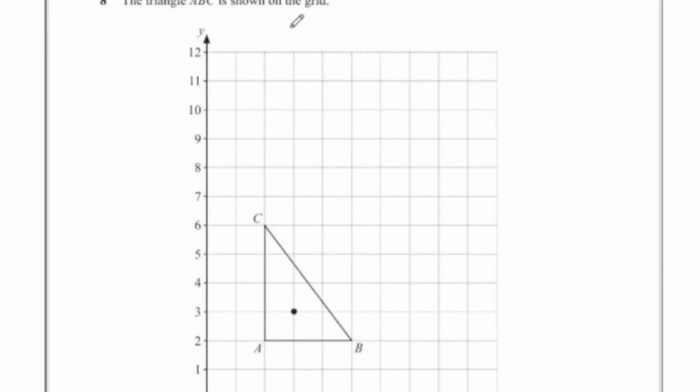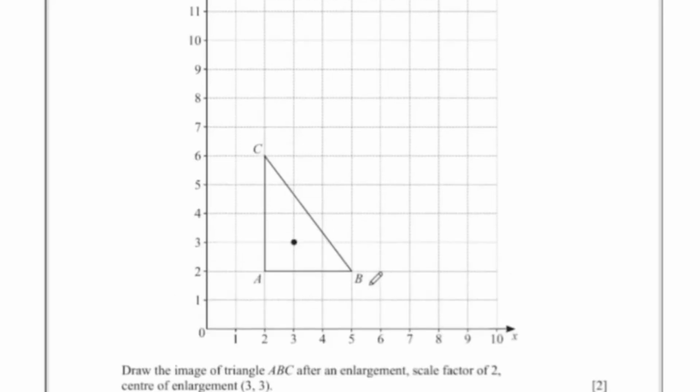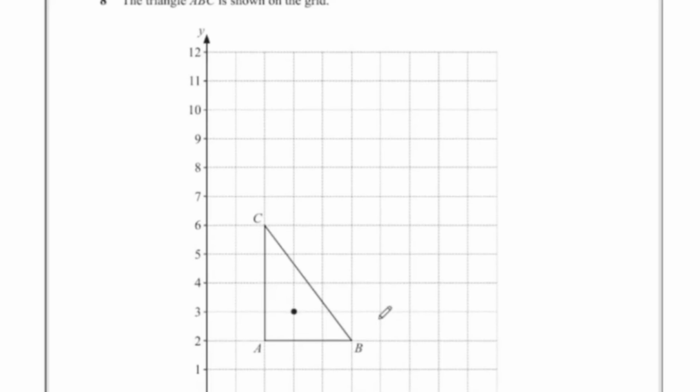The triangle ABC is shown on the grid. Draw the image of triangle ABC after the enlargement, scale factor of 2 and center of enlargement marked. The center of enlargement has been marked for us luckily. So all we need to do is to project the vertices and get our enlargement. So I'm going to flip over to Kami to enable us to draw straight lines.